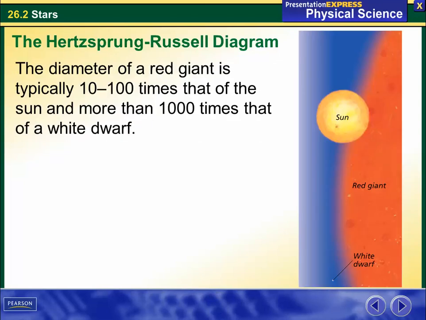So here's a picture that gives a comparison between a white dwarf, our sun, and a red giant. Right here, we have a little tiny white dwarf, and this red giant is 1,000 times that of the white dwarf, and it is 10 to 100 times greater than the sun. This red giant, you can't fit on the screen, but this just gives you a comparison of part of how massive a red giant is compared to the size of our sun and the white dwarf there.